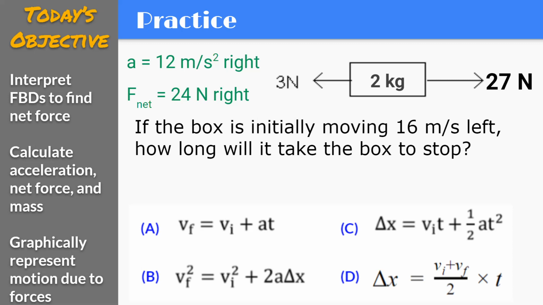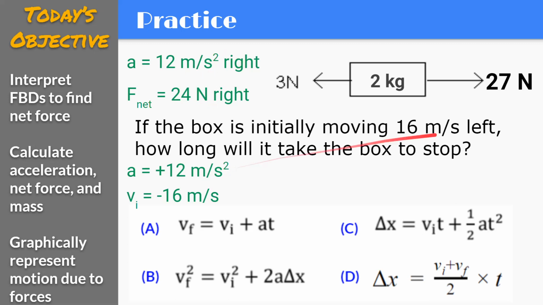So if the box is initially moving 16 meters per second left, how long will it take the box to stop? Guys, now that we have these four equations in addition to the other ones, it's super important that you label everything so you can figure out what to do with it. So let's label everything we know. We know the acceleration is positive 12. We know the initial velocity is negative 16.